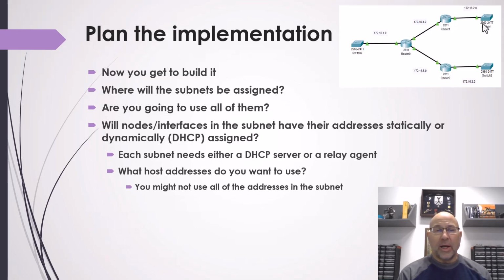All right, when it comes down to the implementation, now it's time to build, right? You figured out what you want to do. Now it's time to assign things to interfaces and put your hosts on the map somewhere. So you have to decide where your subnets are going to live and how they're going to flow together, right? Are you going to do this in numerical order? How many hosts are going to be in each one?